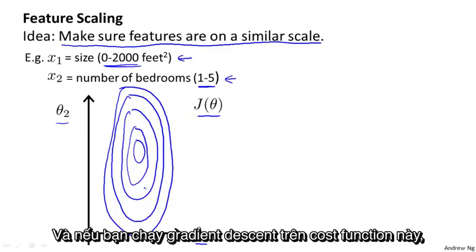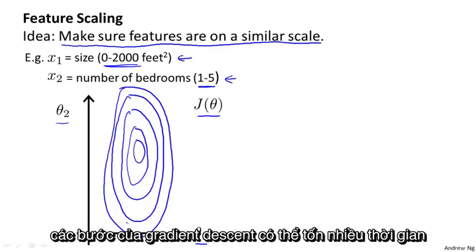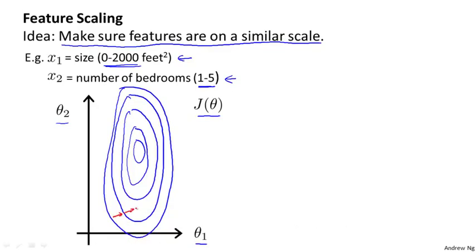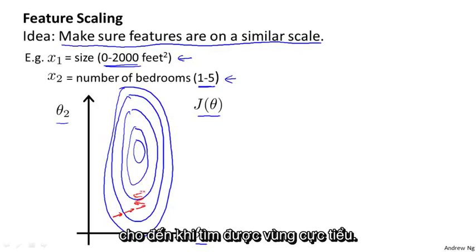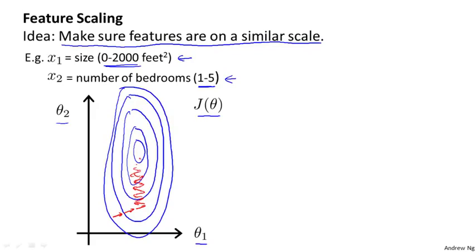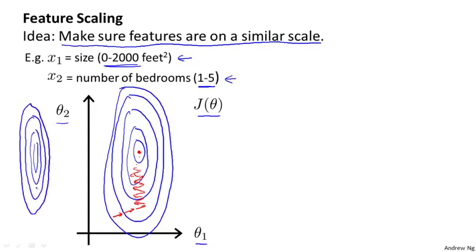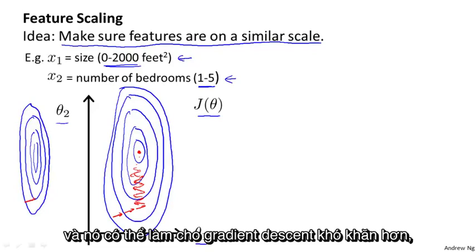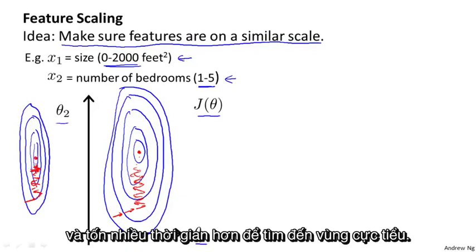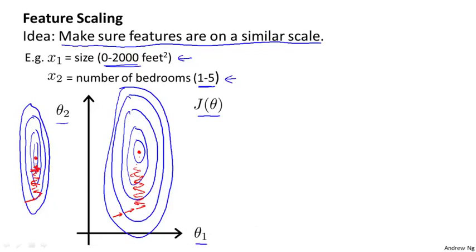And if you run gradient descent on this sort of cost function, it may end up taking a long time and can oscillate back and forth before it finally finds its way to the global minimum. In fact, you can imagine if these contours were exaggerated even more, with incredibly tall, skinny contours, then gradient descent will have a much harder time, meandering around. It can take a long time to find its way to the global minimum.